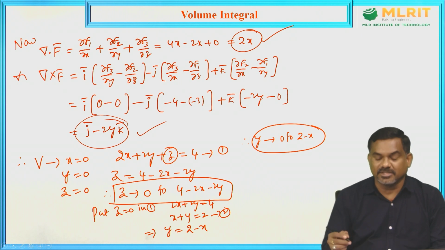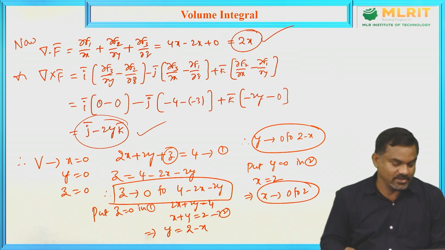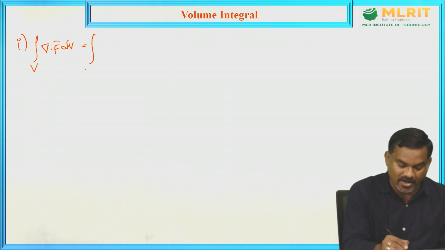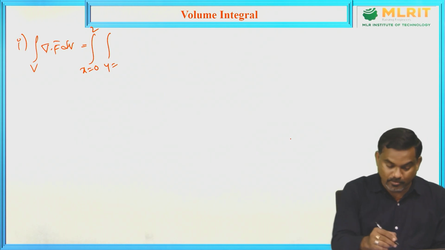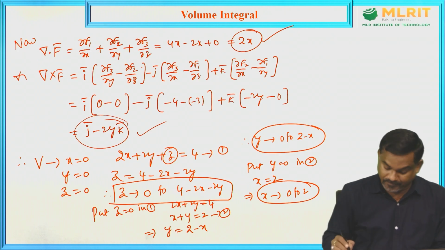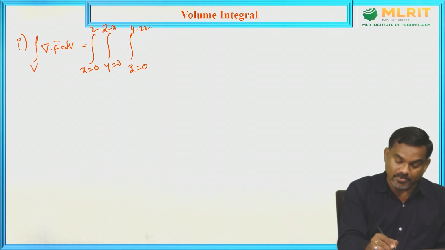To find the x limits as constants, put y equal to 0 in 2. So x equals 2. That implies x changes from 0 to 2. So these are the limits of x, y and z. So coming to the first problem, the volume integral of del dot f bar dv means to evaluate x from 0 to 2, y from 0 to 2 minus x, and z from 0 to 4 minus 2x minus 2y.